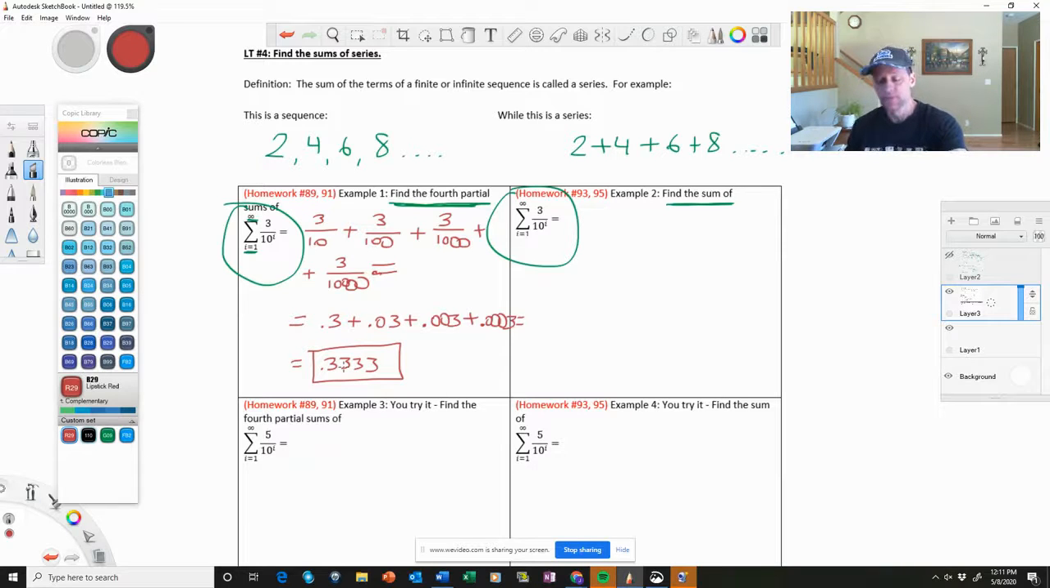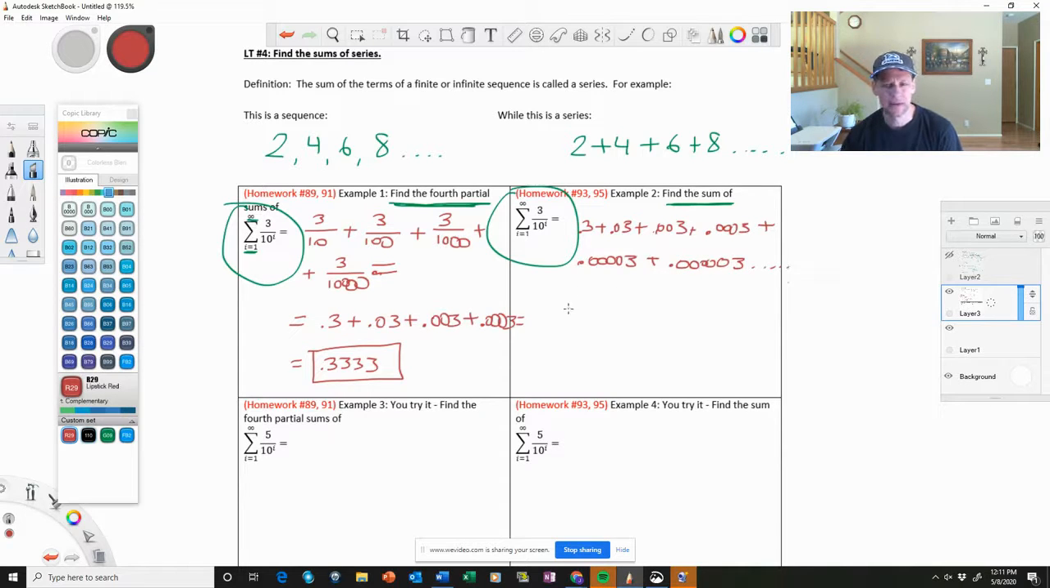Okay, now we're going to do something crazy. We are going to find an infinite sum of the series. It is possible to find the sum of an infinite series of terms, and we're about to do it. All right, so I know the first 4 terms. The first term is 3/10, then 3/100, then 3/1000, then 3/10,000. The next term will be 3/100,000. The next term will be 3/1,000,000, and so on, so on, so on.